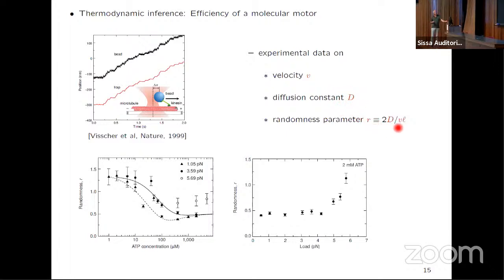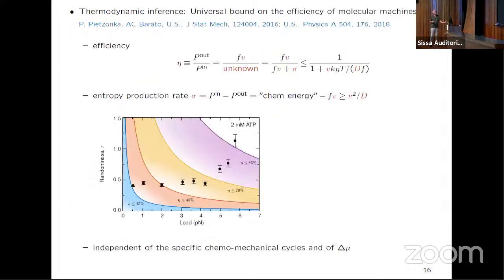Typically that's experimentally quoted in this ratio called the randomness. So here you see data. This is the randomness as a function of the ATP concentration, which drives the motor. Or you can look at the randomness as a function of the external load for fixed ATP concentration. And these are data which have been around for 20 years. Now we apply our uncertainty relation to these data. And how do we do this?